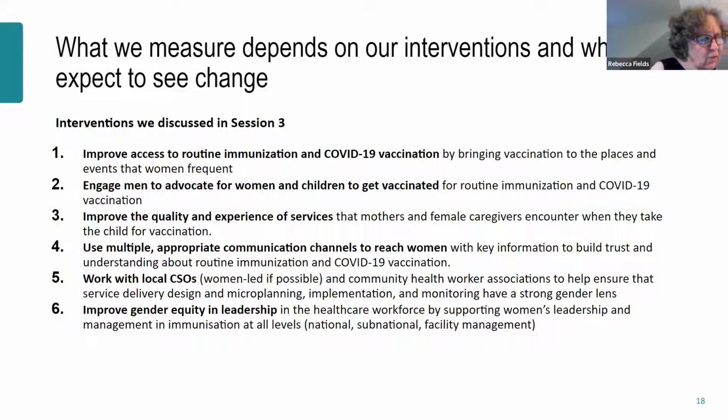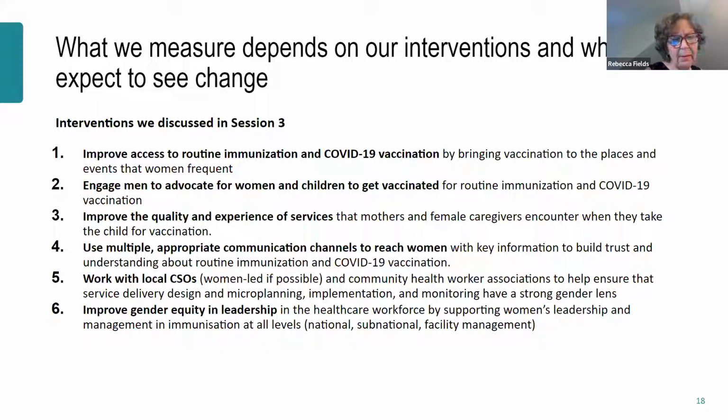So just during the next few minutes, I want to talk about how what we measure depends on what our interventions are, and, so important, what we envision as the change we're hoping to see. Last week, we discussed six different types of interventions, and we're going to refer back to them again in a moment. The first one was to improve access to routine immunization and COVID-19 vaccination by bringing services closer to places that women frequent.